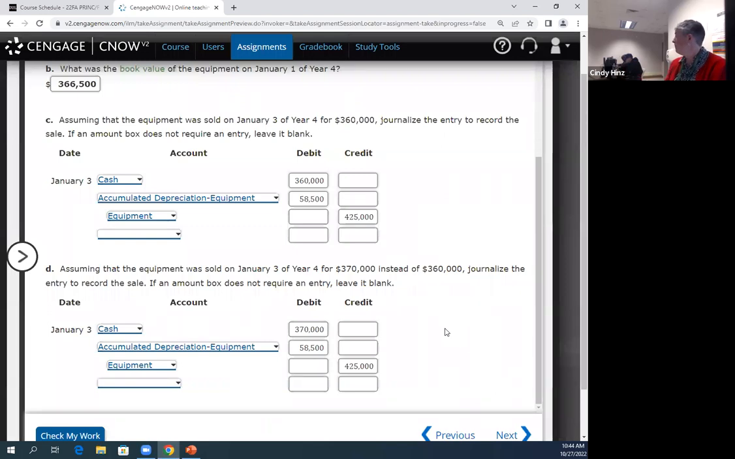Everybody good so far? I think I'm going to have to move one of these lines, but it's okay. I'll fix it when we get there. So what do we see now? If we look at journal entry C first, how much do we have on the debit side? 360,000 plus $58,500. We have $418,500 debited and $425,000 credited. Can our debits be more than our credits in a journal entry? Is that possible?